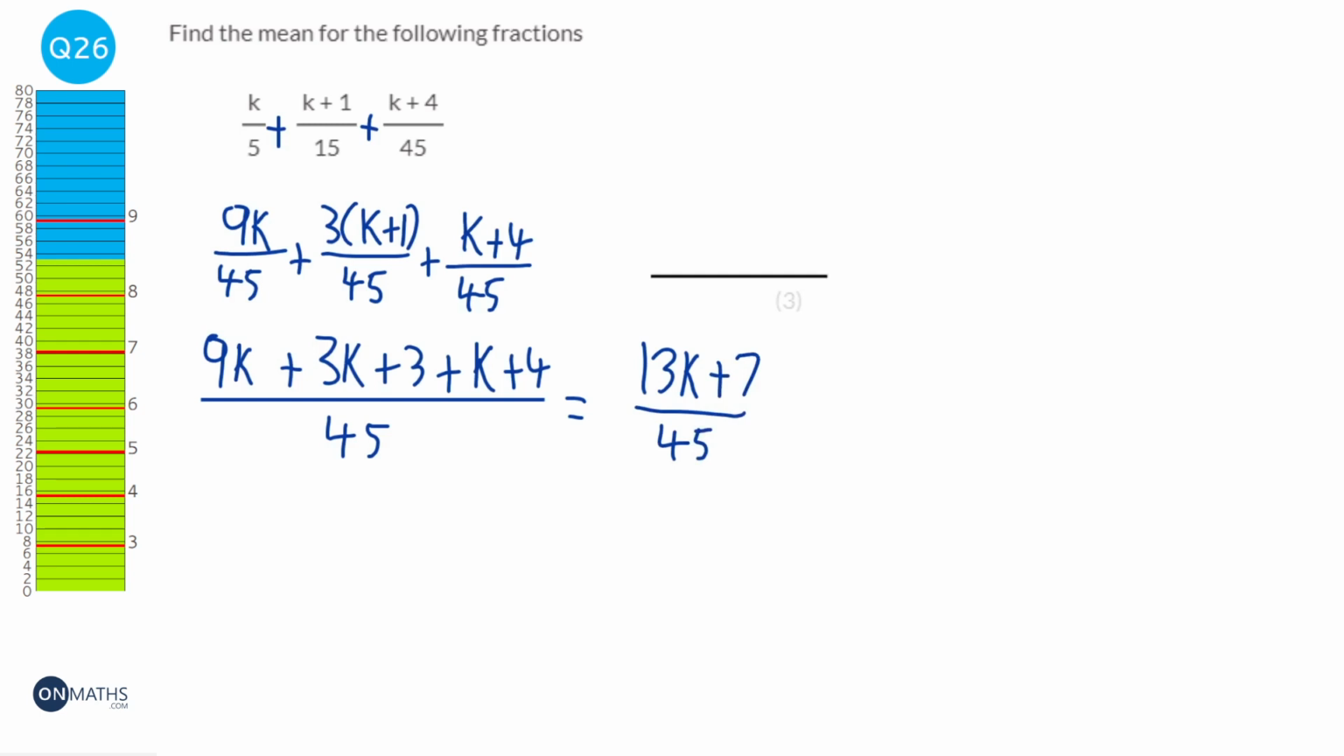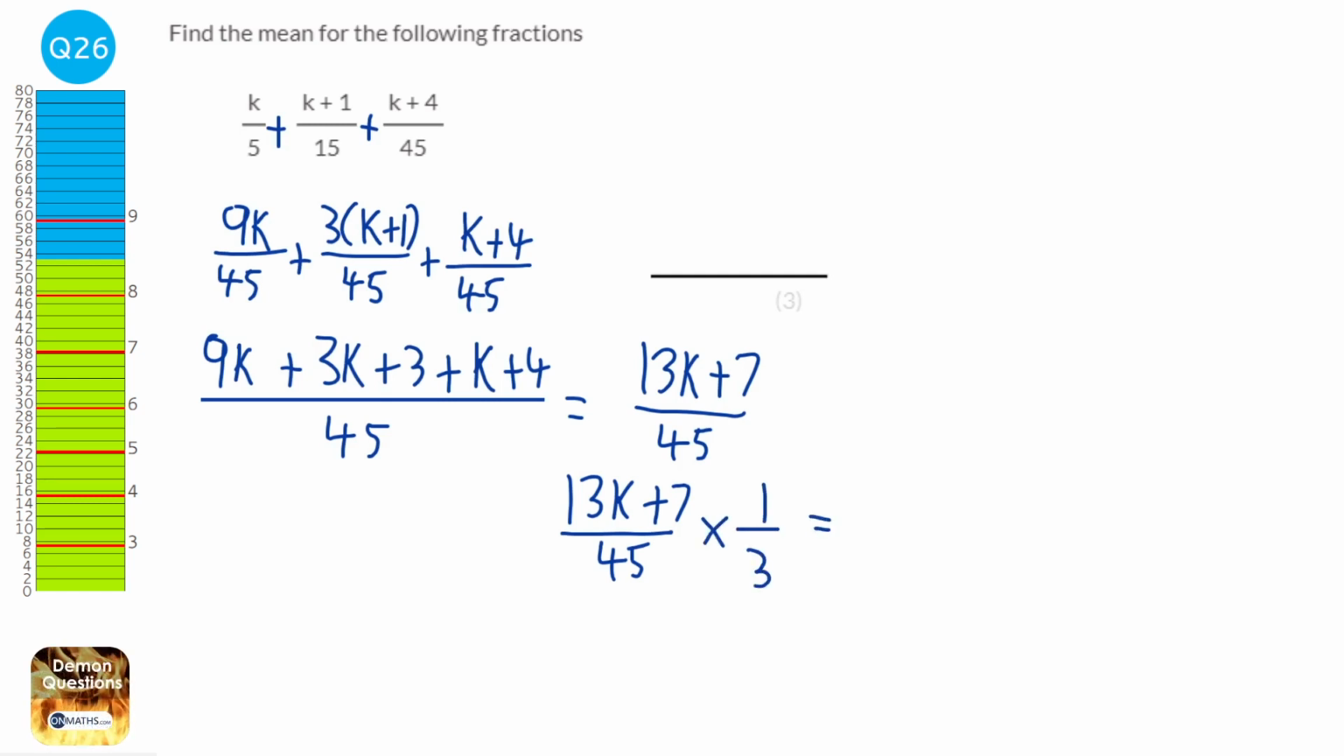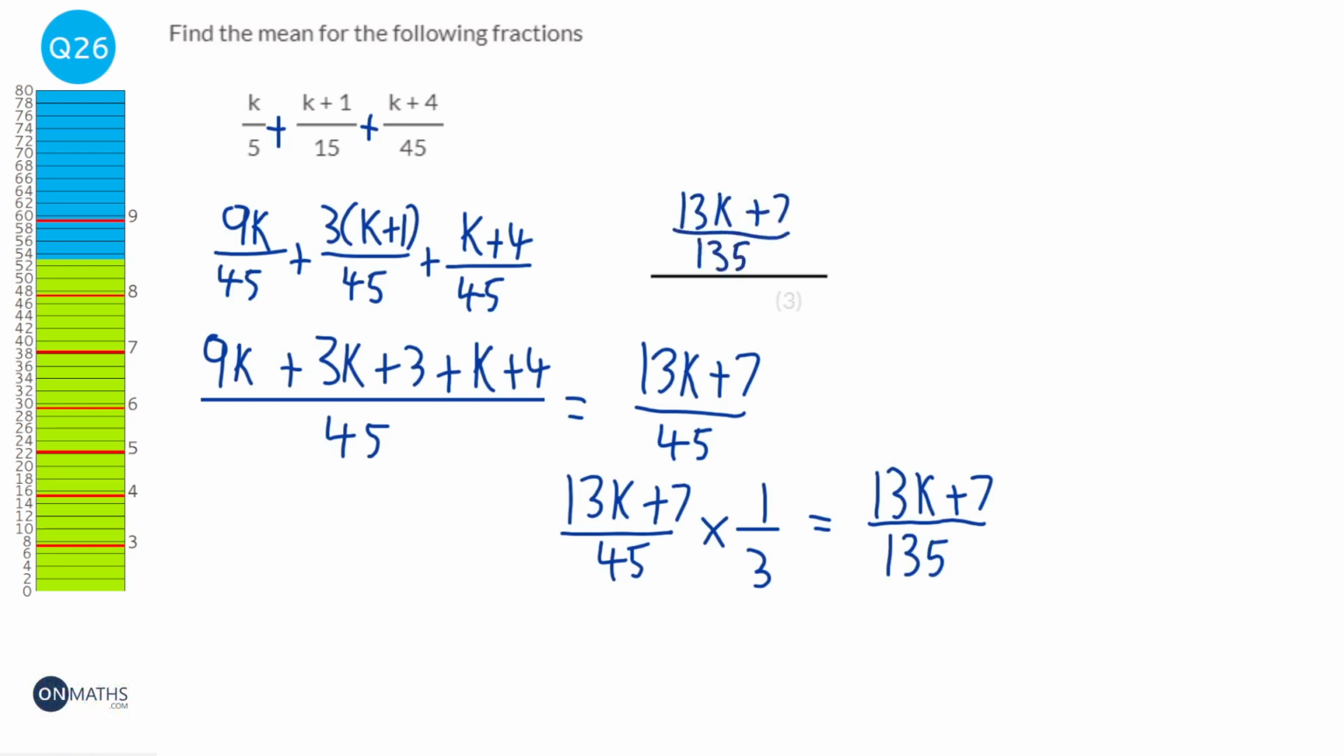So to work out the mean, we need to divide it by 3. But instead of writing divide by 3, we know KFC, keep, flip, change. If you have a division, you keep the first fraction, you change the divide into a times and you flip the second fraction. So a different and easier way of writing that is times 1/3. So here we just keep the numerator the same because we're timesing it by 1. And then the bottom we just times by the 3, which would be 135. So our answer is 13k plus 7 over 135.